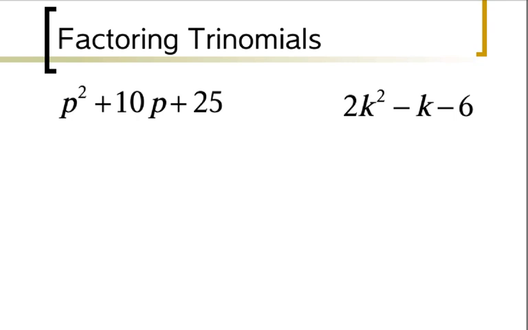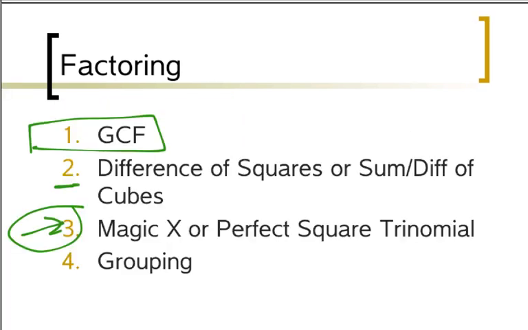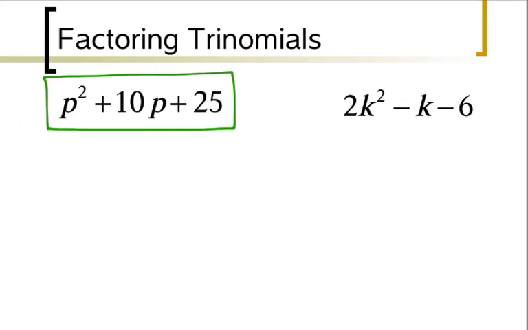So these are trinomials, and we have to think through how far we can continue to factor. Now a lot of these are going to look like ones we've already done, because we have. And we have to look for two types. There's our first type, which was just factoring using the magic x, and then our second type that we learned, which was the perfect square trinomials.